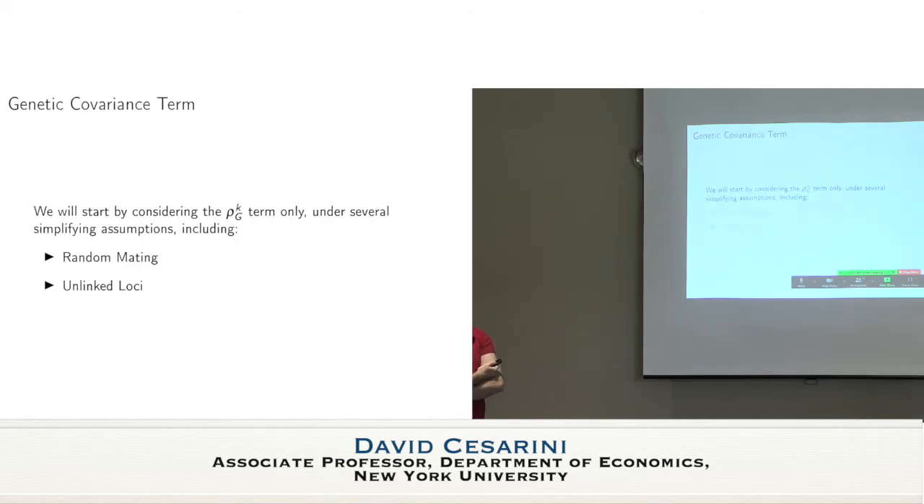Okay, so let's think about the rho_Kg term, and we're going to do so first under some simplifying assumptions. There are a lot of them, but the most important are random mating and a bunch of unlinked loci of equal effect.